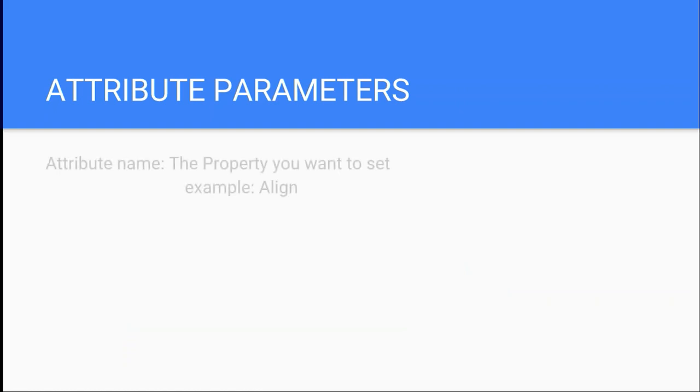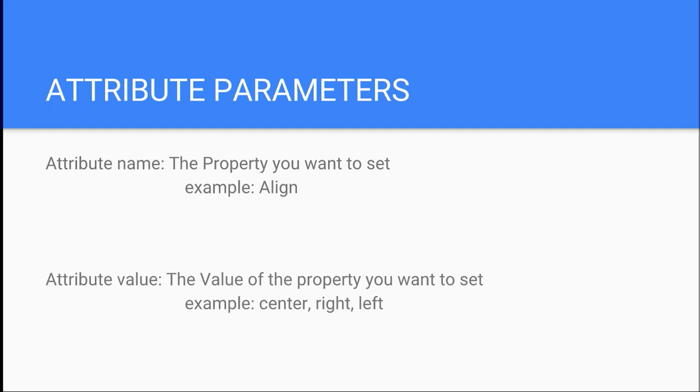And what are the attribute parameters? There are two kinds of parameters, only two. The first one is the attribute name, the property you want to set. For example, if you want to align some content somewhere, alignment is the name of the attribute. And the next one is the attribute value, the value of the property you want to set. For example, if you want to put that content in the center or right or left, that is a value.